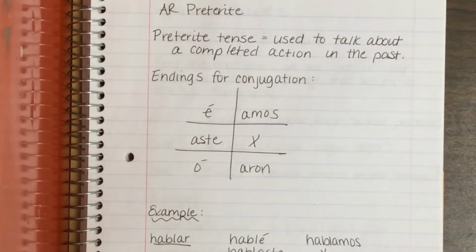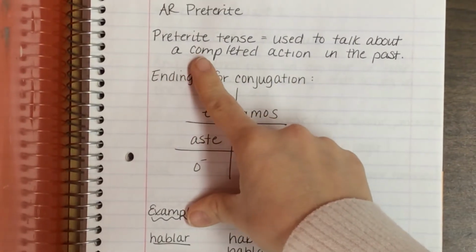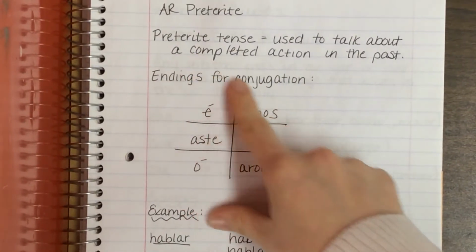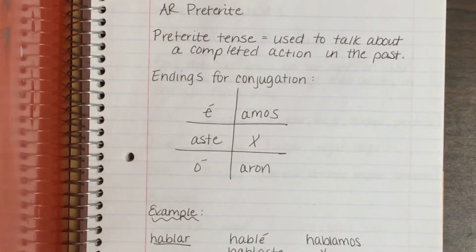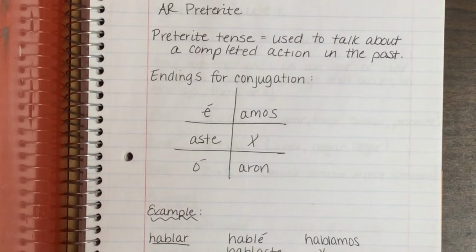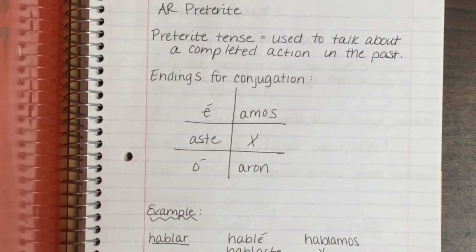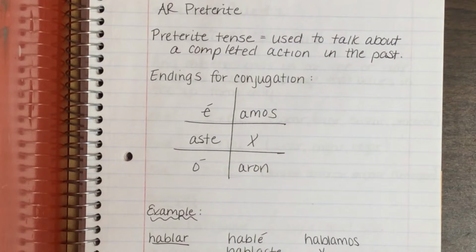Hey guys, so today we're gonna start going over AR preterite, and as you can see from your notes, preterite tense is used to talk about a completed action in the past. So basically, Spanish has a couple of past tenses, and you're going to learn about the preterite tense, which is again a completed action in the past. Your endings for conjugation are é, aste, ó, amos, and aron.